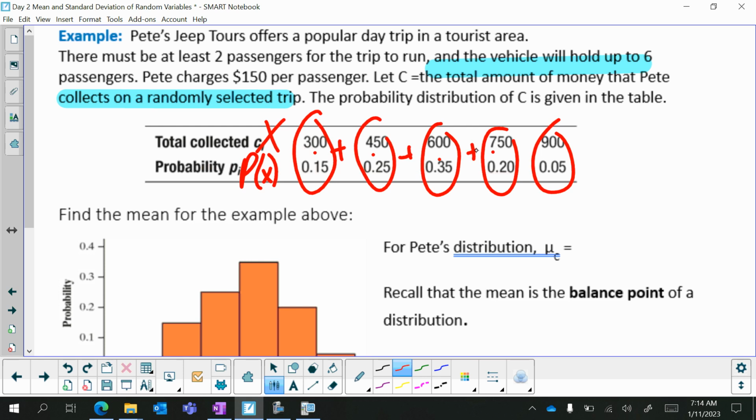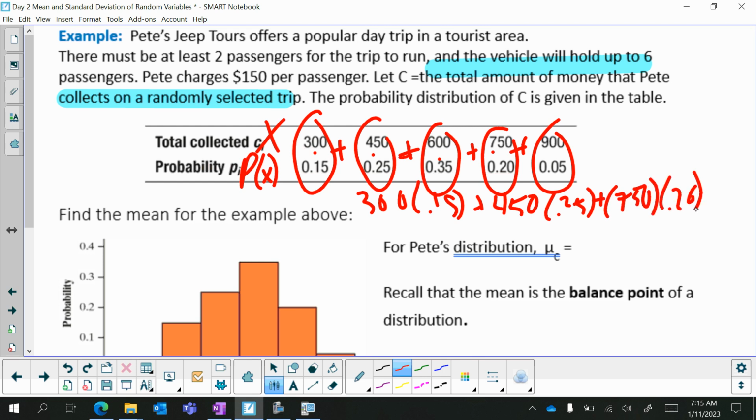Remember, there is that concept of adding them all up and then dividing by the total. Well, the dividing by the total is kind of accounted for in the fact that we're multiplying each by how much it weighs, which is the probability or the ratio of each outcome, okay? So basically, again, what's going to happen is you're going to do 300 times 0.15 plus 450 times 0.25 plus 750 times 0.20 plus 900 times 0.05, okay?